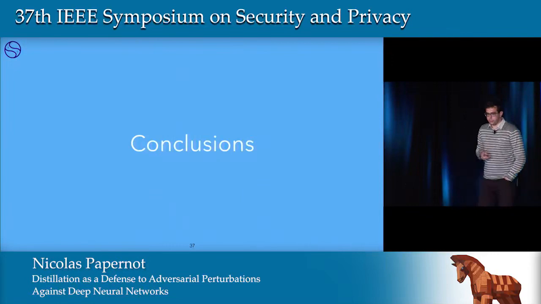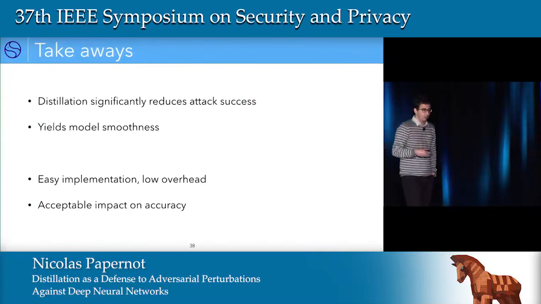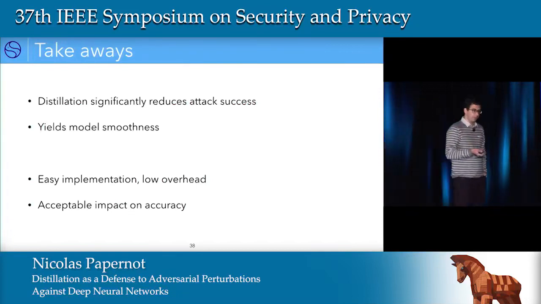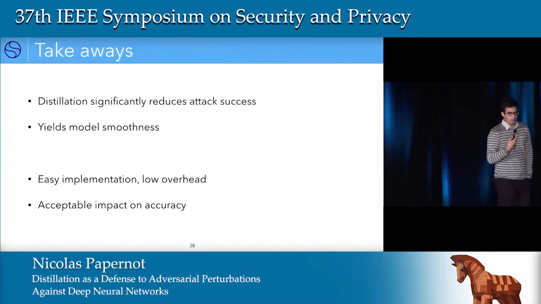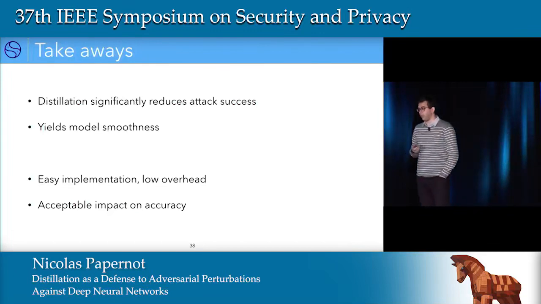So to conclude, distillation significantly reduces attack success and yields model smoothness because of the Jacobian being smaller. We have an easy implementation. All you have to do is loop twice through training, and an acceptable impact on accuracy, even sometimes improving it.